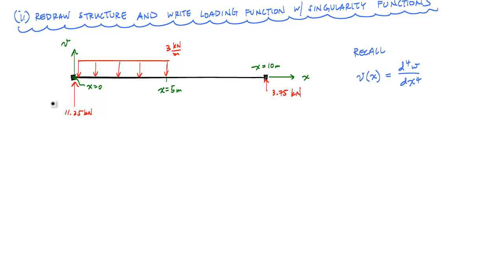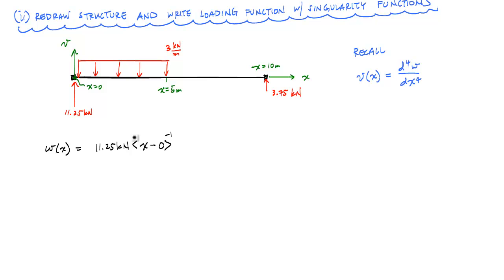I'm going to use the symbol W sub x to represent my loading function along the length of the beam in the direction of x. And so here my concentrated load is described in terms of loading. This concentrated force going upwards, this is 11.25 kilonewtons, the magnitude, times the singularity bracket, x minus the point where it starts, which in this case is x equals 0. So x minus 0 to the -1 power.